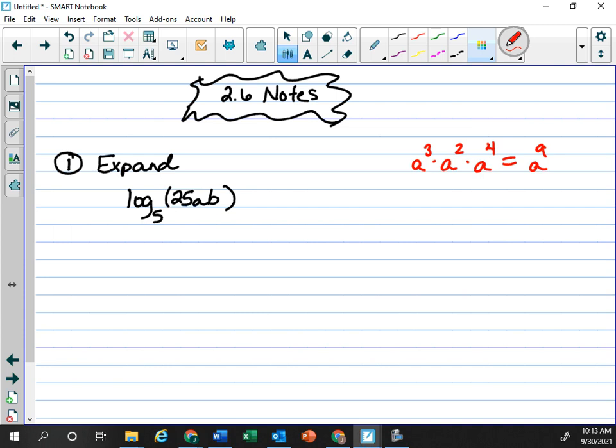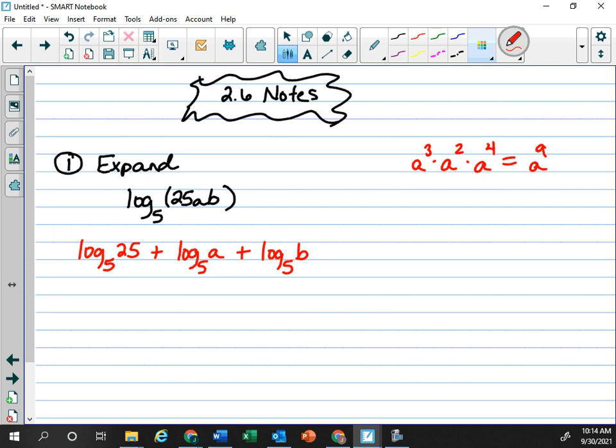We're trying to expand this into as many logs as we can. I see 25 times a times b. Multiplication, I can expand out with addition. So this is really log base 5 of 25 plus log base 5 of a plus log base 5 of b. When you expand, you'll have the log with the same base in each term that you're expanding it out into.